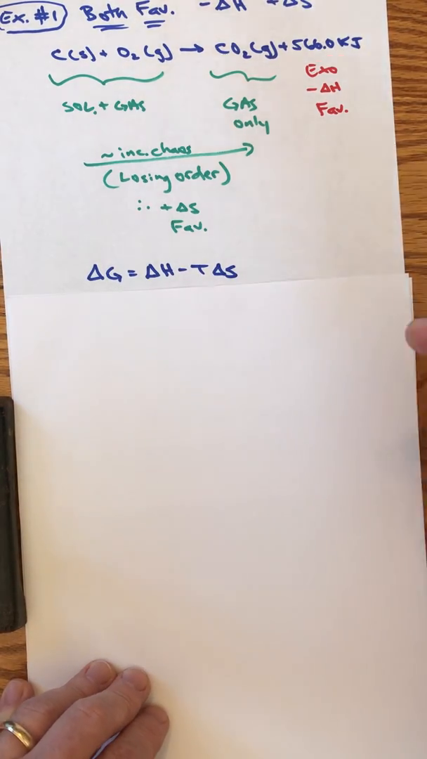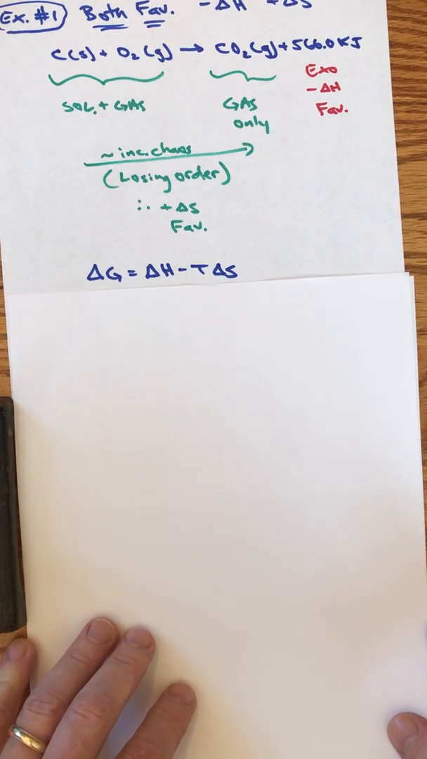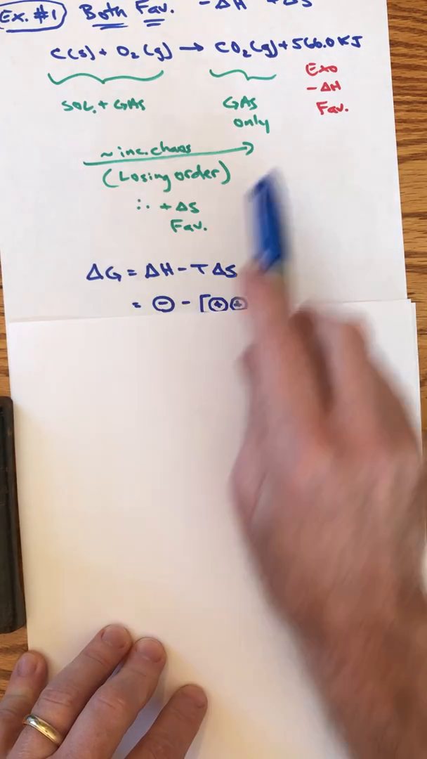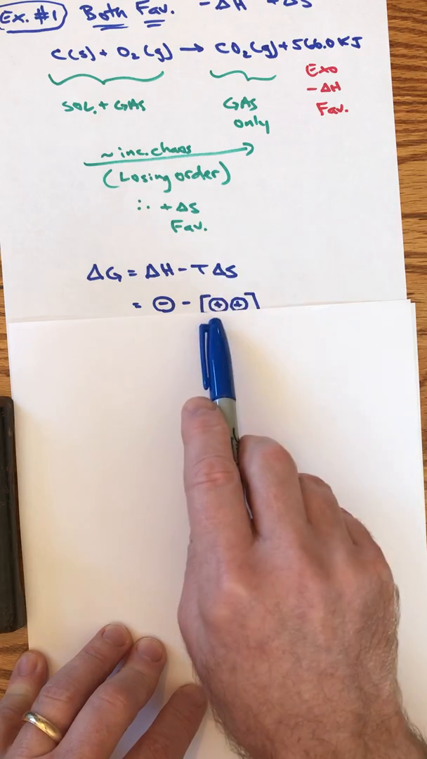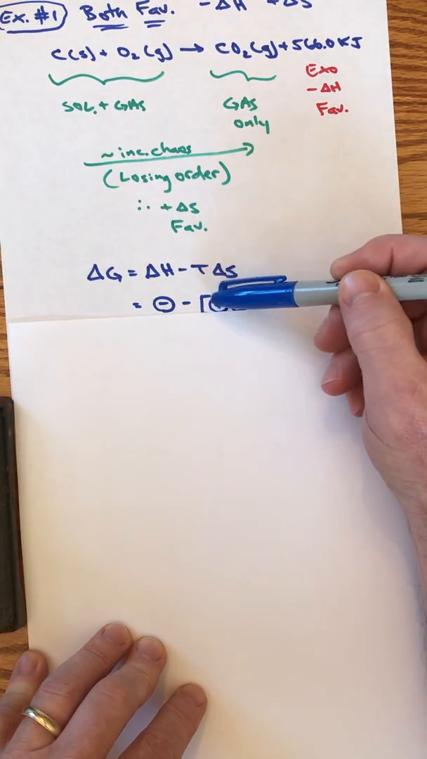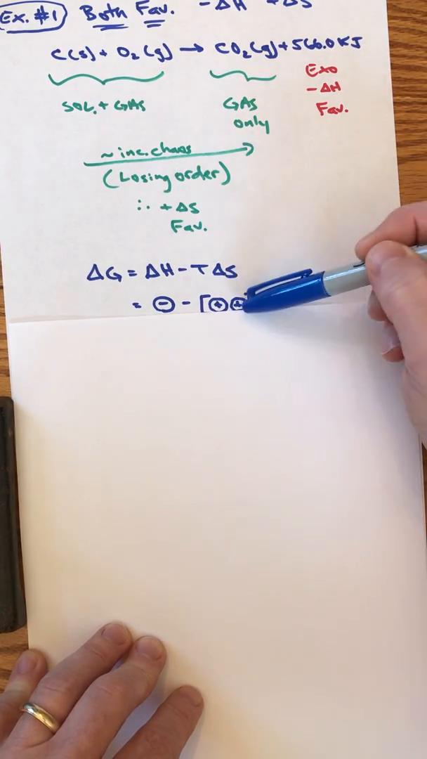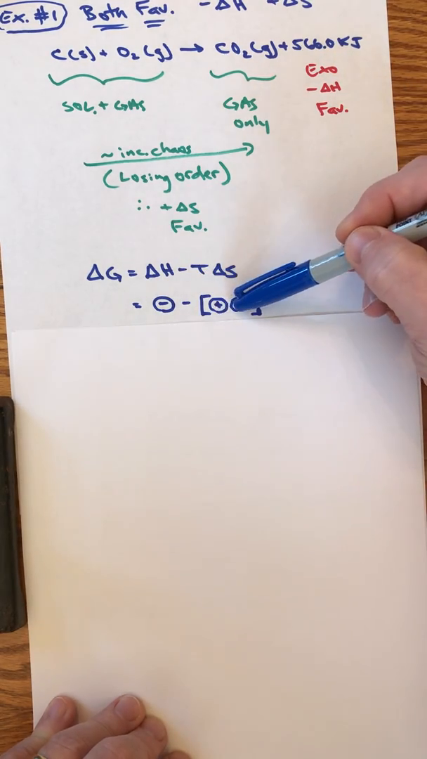So I don't have to put in numbers, but I can put in the sign. The magnitude we'll take into consideration. Delta H was a negative number minus, these are multiplied together, so T times delta S. Well, temperature we said was always going to be a positive term. Kelvins are always positive. And in this case, delta S was positive.